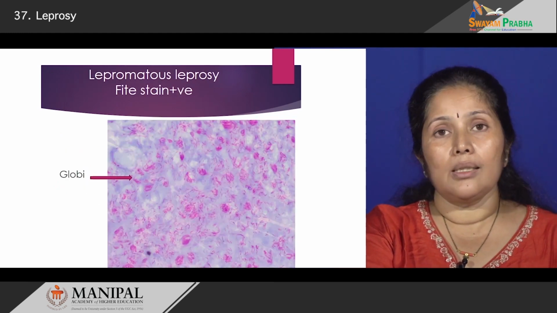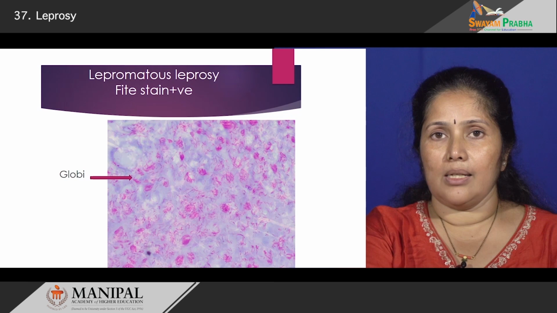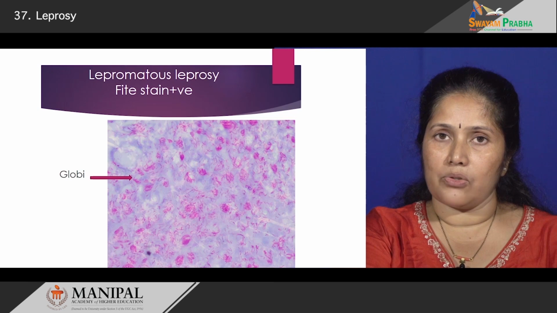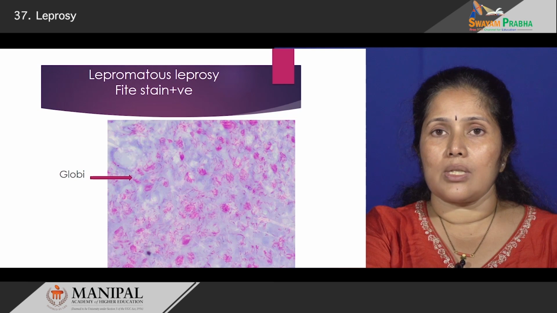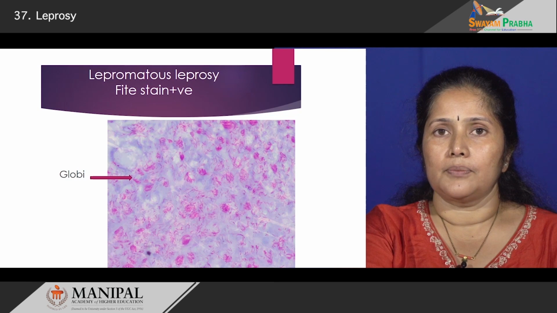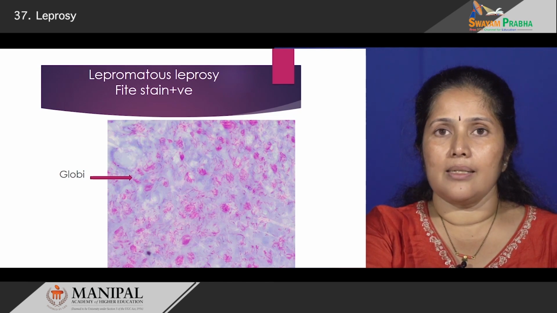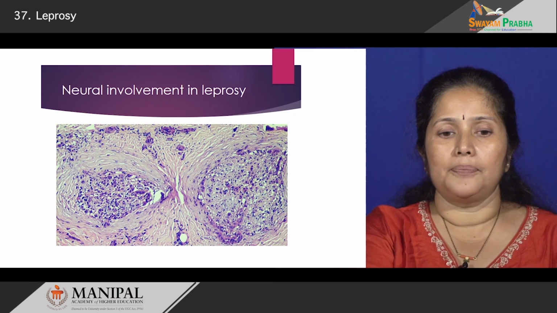Now, here is a picture which shows the special stain known as the Fite stain, the Fite-Faraco stain, which is positive in the lepromatous end of the spectrum. In this picture, you are seeing that the histiocytes, or the macrophages, are completely filled with bundles of these bacilli, which are stained pink. So, you can see these linear pink-stained bacilli in groups, and each of these groups is known as a globus, or globi.